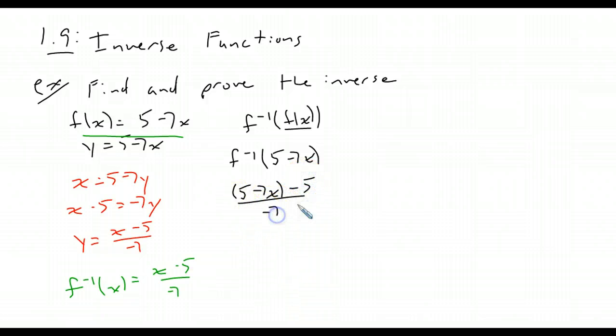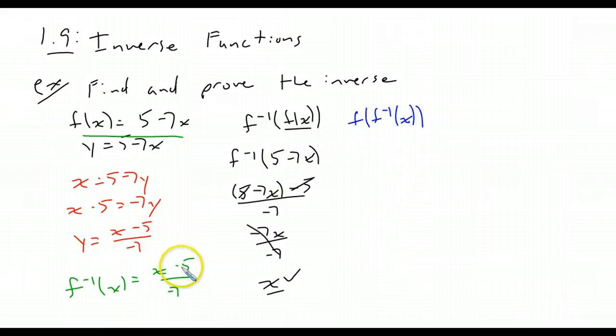over negative 7. 5 minus 5 is 0. Then I'm left with negative 7x over negative 7, which is 1. So I'm left with x on that side. We are good to go there. Then I have to do f of f inverse of x.